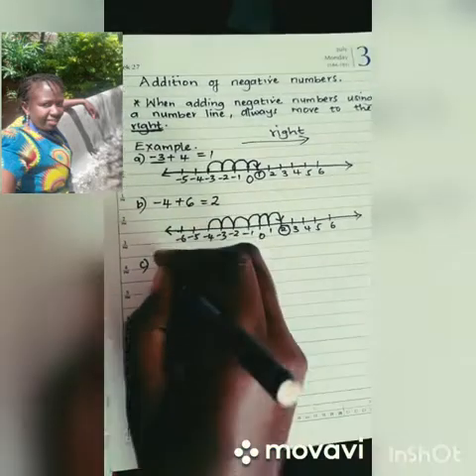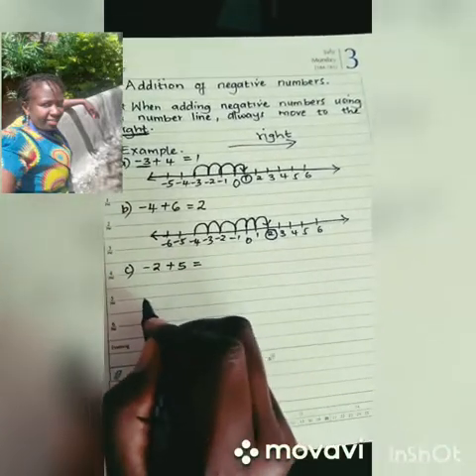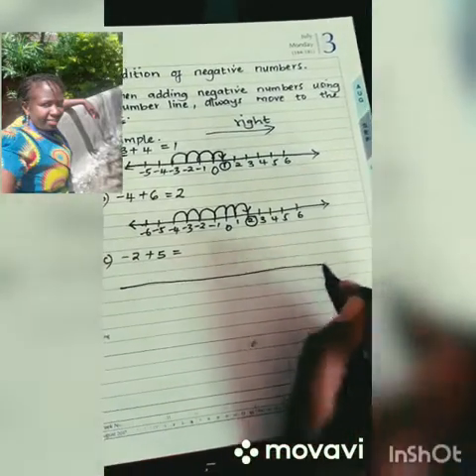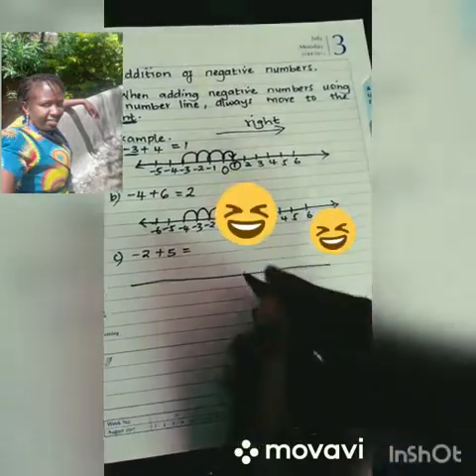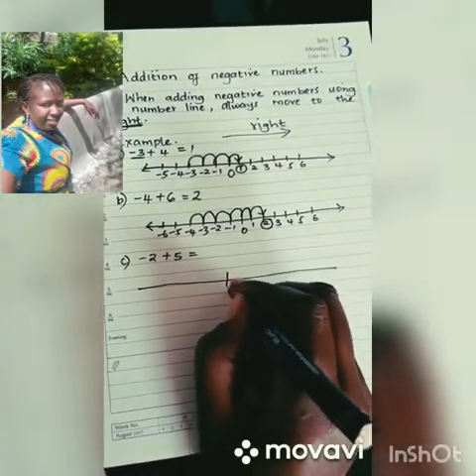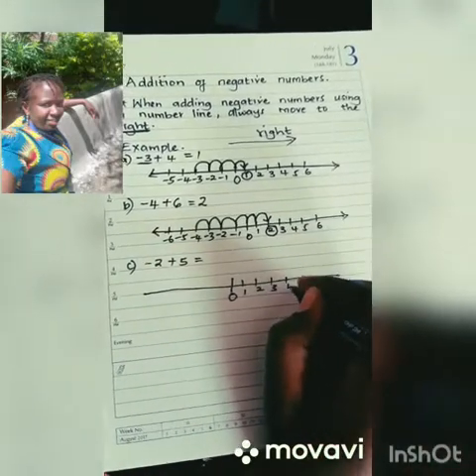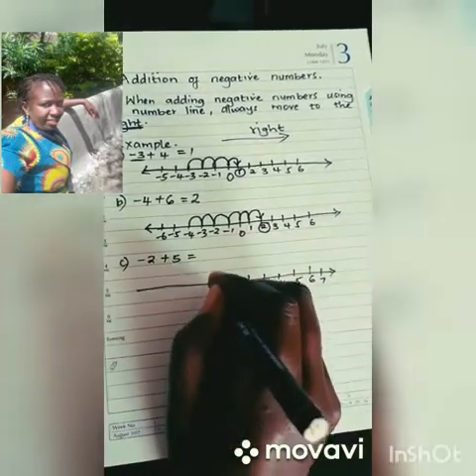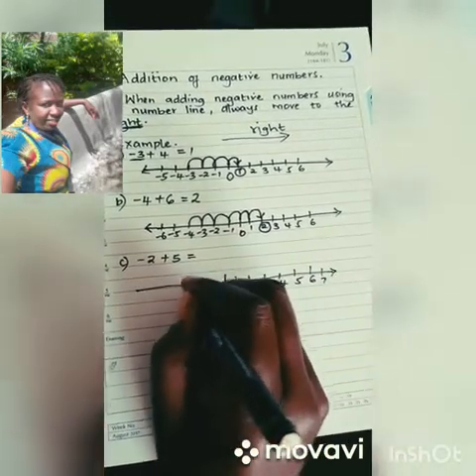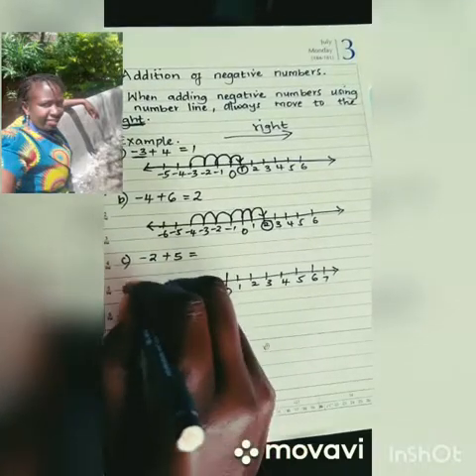Now, -2 plus 5, the third example. Please, your number line should be straight. Use a ruler. 0, 1, 2, 3, 4, 5, 6, 7. Then this -1, -2, -3, -4, -5.